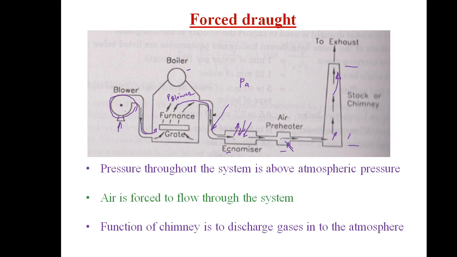Here the pressure is above atmospheric pressure, and this blower is going to handle only cold air. Cold air is passed through the blower, so it handles only a small quantity. Only pure air is taken by this blower and passed into the combustion chamber. So this is the advantage here. The pressure inside the combustion chamber is maintained above atmospheric pressure.